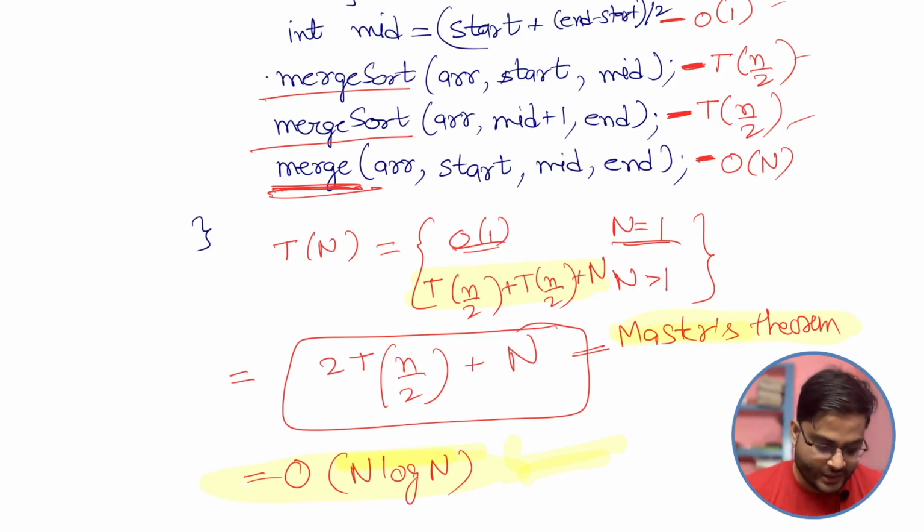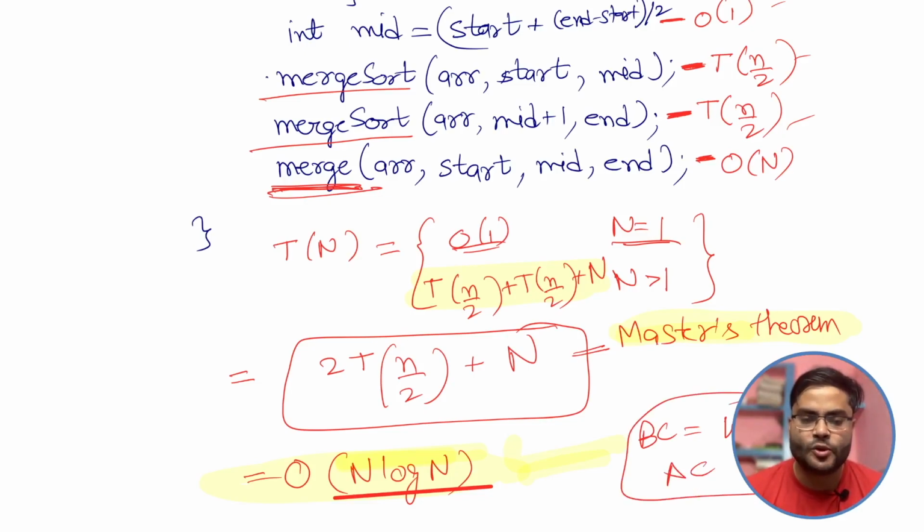So the time complexity of merge sort will be n log n, right? In best case, in worst case, in average case. In all the cases, the time complexity of merge sort is n log n. That's why it is most preferred, right? Because in other algorithms, let's say bubble sort and quick sort, the worst case time complexity is order of n square. But in my merge sort, the time complexity is n log n for all the cases, right?